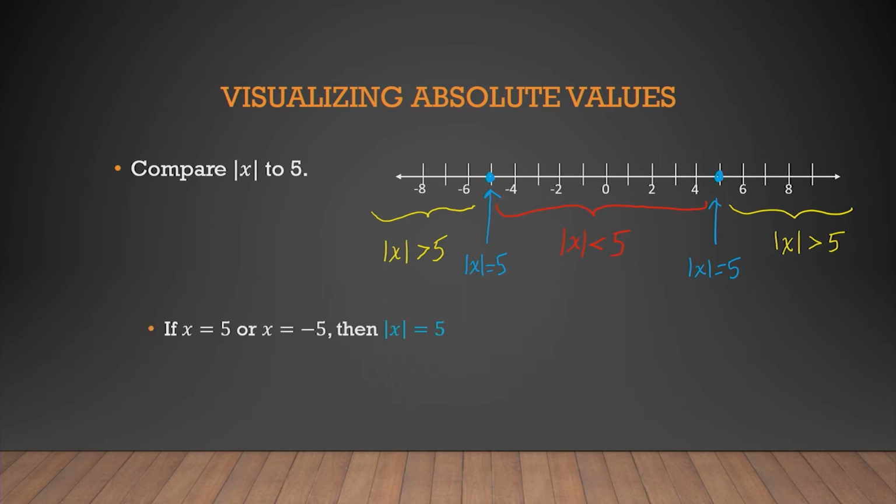This means that if x is 5 or negative 5, then the absolute value of x equals 5. If x is greater than negative 5 and x is less than 5, the absolute value of x is less than 5. And if x is less than negative 5 or x is greater than 5, then the absolute value of x is greater than 5.